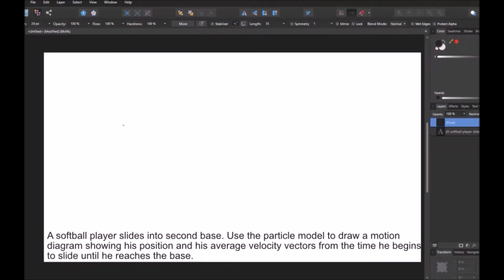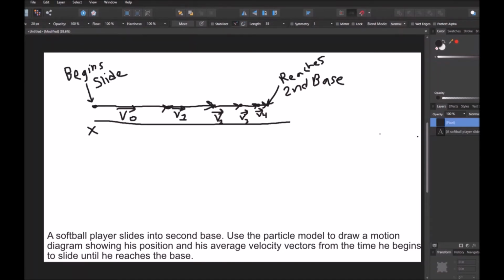Okay, so in this next one we're told that a softball player slides into second base, and we're asked to use the particle model to draw a motion diagram showing his position and his average velocity vectors from the time he begins to slide until he reaches the base. So this is what I have.